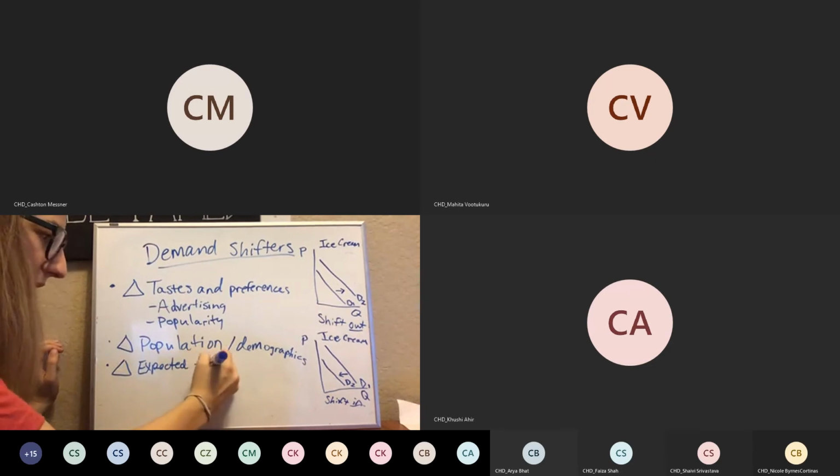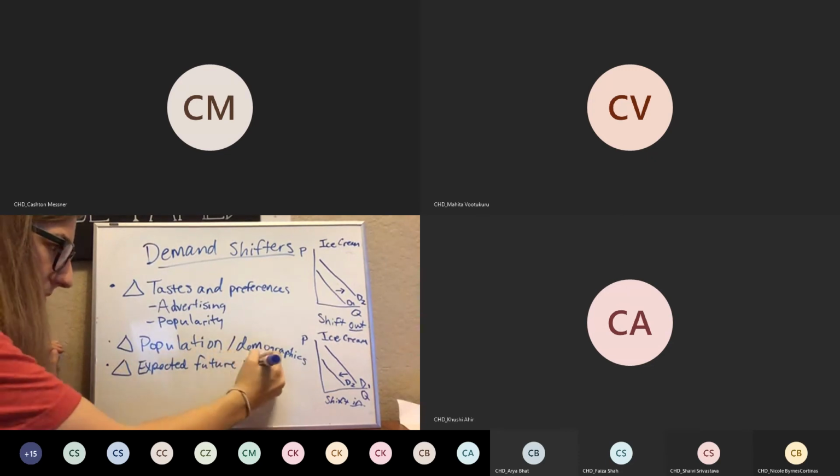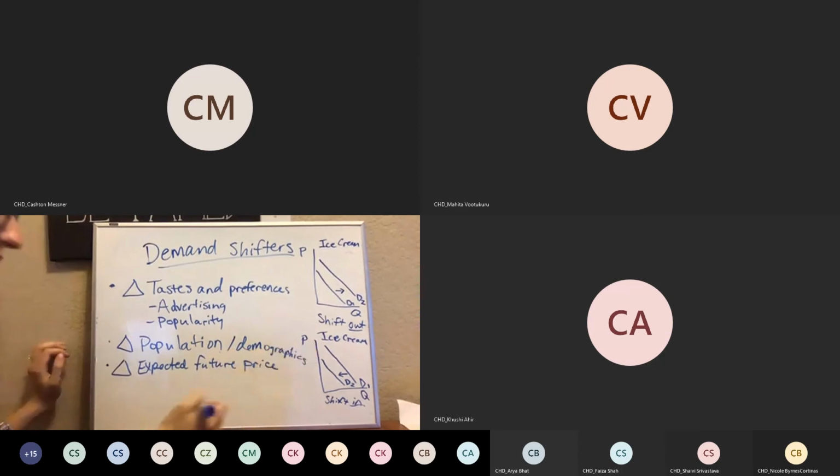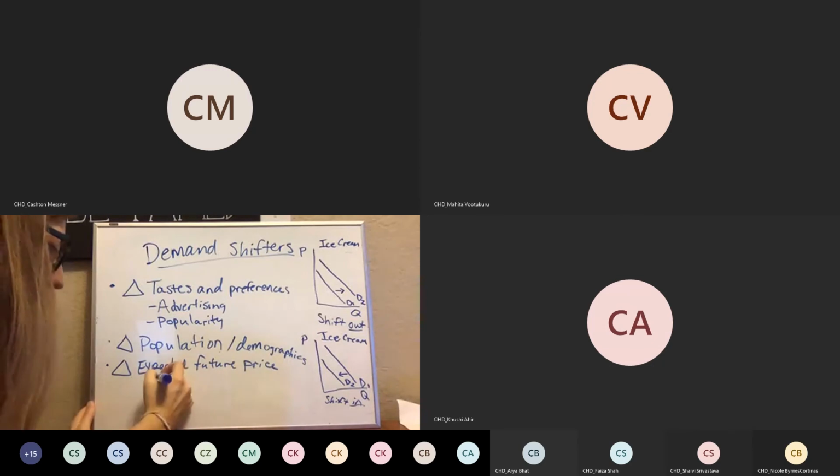Change in expected future price. Yep, so if people think the price is going to go up or down in the future, that's going to change how much they buy today, right?